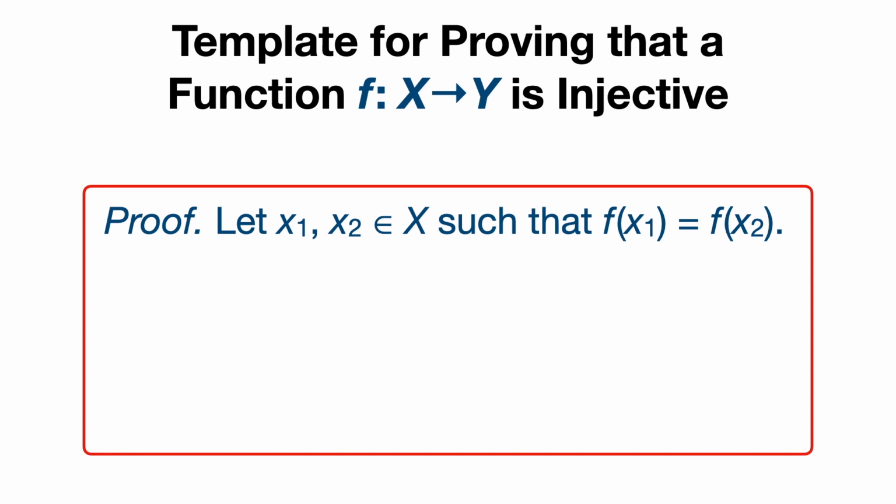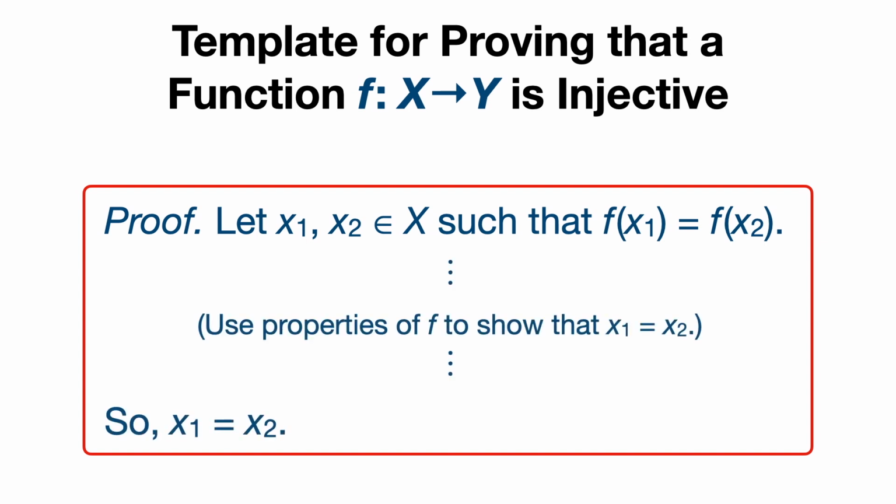Okay, so you might be given a function, and you might be asked to prove that the function is injective. Let's talk about how that would go. Following the definition, we need to begin with two arbitrary elements of the domain and assume that they give you the same value when you plug them into the function. So that's the first line of your proof.